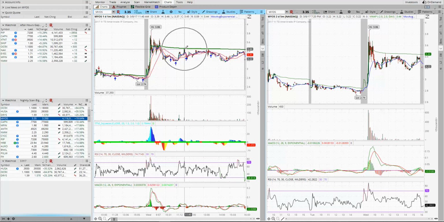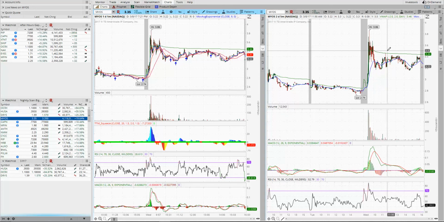It touches VWAP, comes back down. Touches VWAP, comes back down. So that could have been another short entry here. If you didn't get in on this one, you could have got it on here, shorted here, shorted here. So VWAP is a great indicator to help you decide whether you want to long or short a stock. Because this stock was 274 5 days ago. It's probably going to give back its gains.